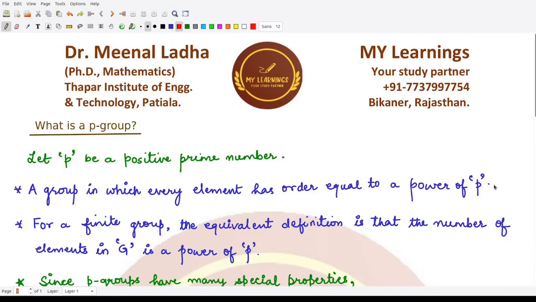In this video we shall be learning about P group. So here notice that what does P represent? It represents some prime number. So here we consider this P as some positive prime number.